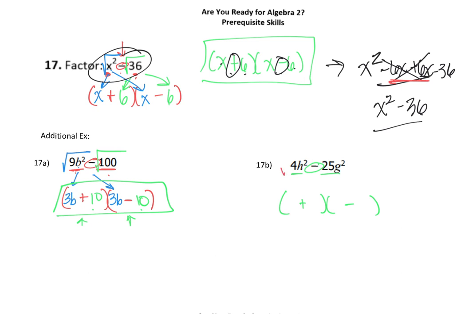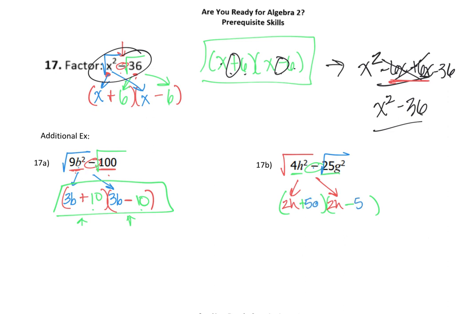And then, wham, bam, take the square root of the first term. The square root of 4 is 2. The square root of h squared is h. So 2h goes first in each set. Just here and here. And then next, we take the square root of the last term. Notice I'm leaving that negative sign on the outside. That minus sign just meant I was able to do difference of squares. The square root of 25 is 5.